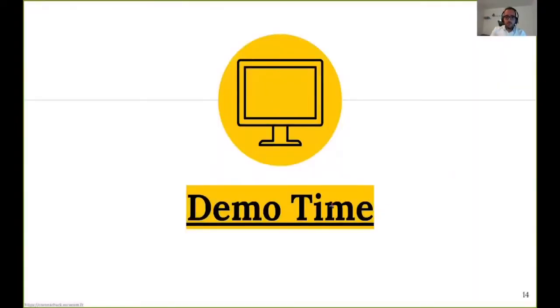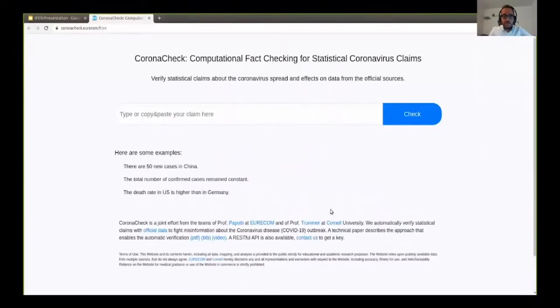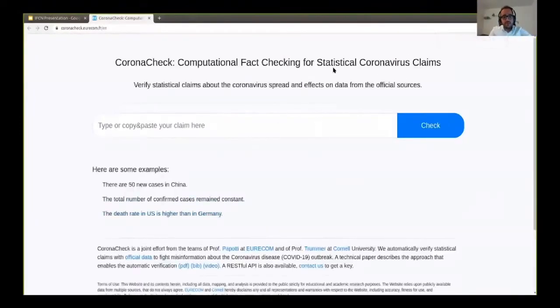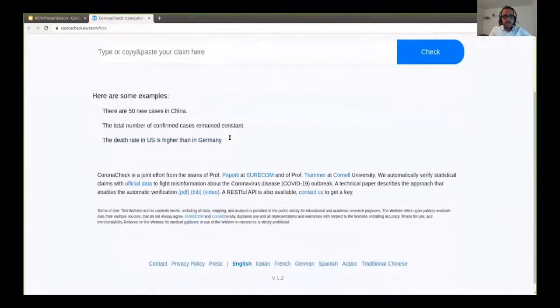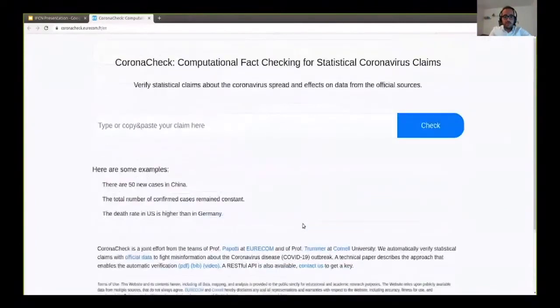So we're gonna go now to the website and do a quick demo. This is the interface of the website where you have languages here, and you type your claim here, click on check, and you get the output.